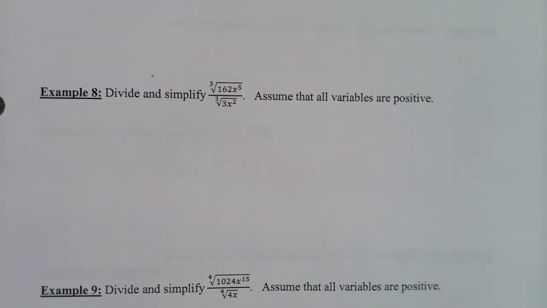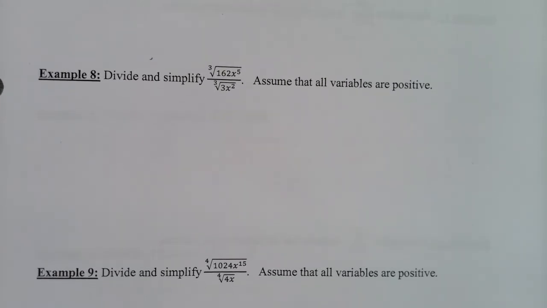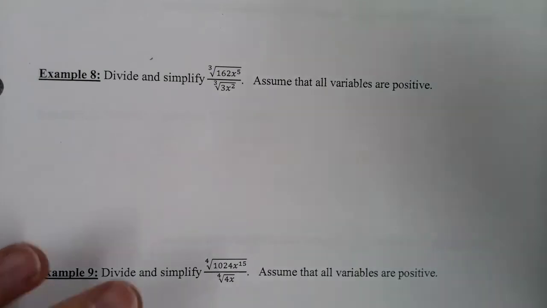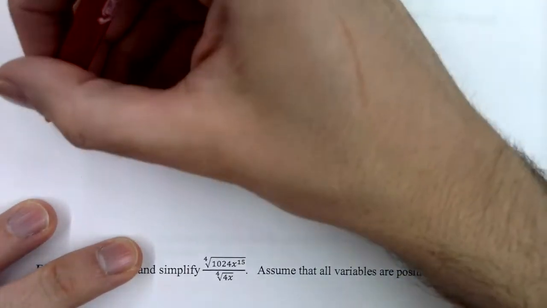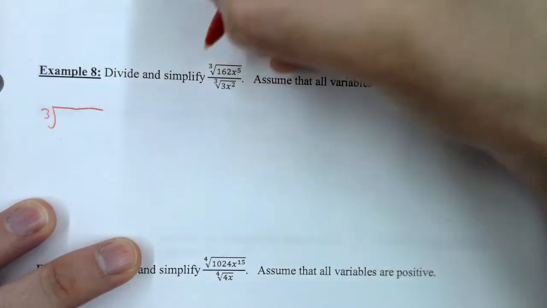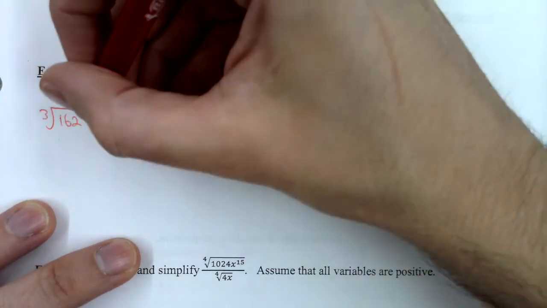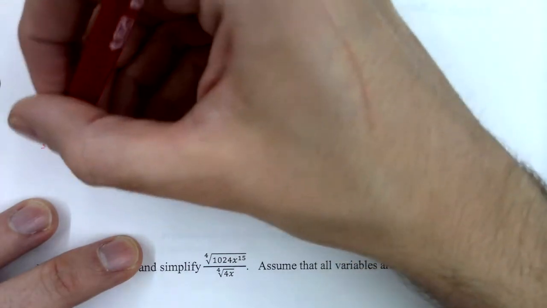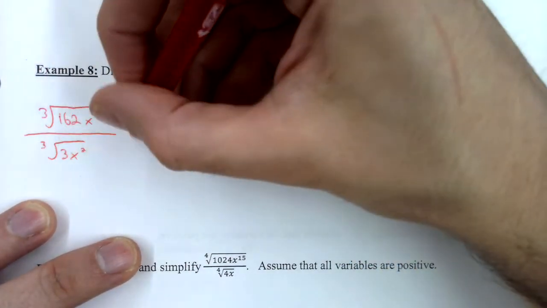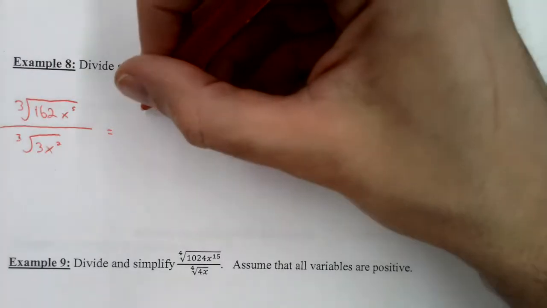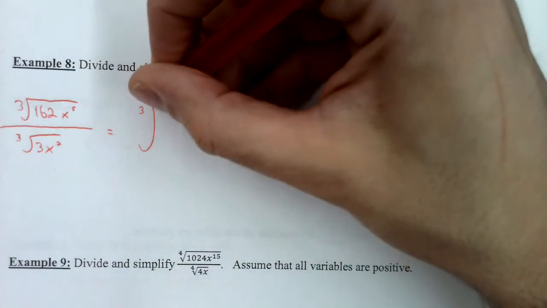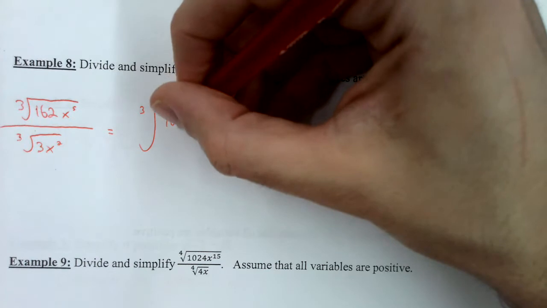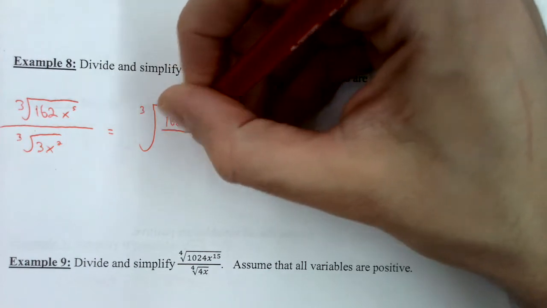Example 8, divide and simplify. Again, assume all variables are positive. So let me just recopy down the problem first. This is not an easy lesson, by the way. This entire unit is not that easy. I just want you to know that. It is not an easy unit. It is Algebra 2, not everything's easy. I'm going to write this as 1 cube root of 162 x to the 5th divided by 3x squared.